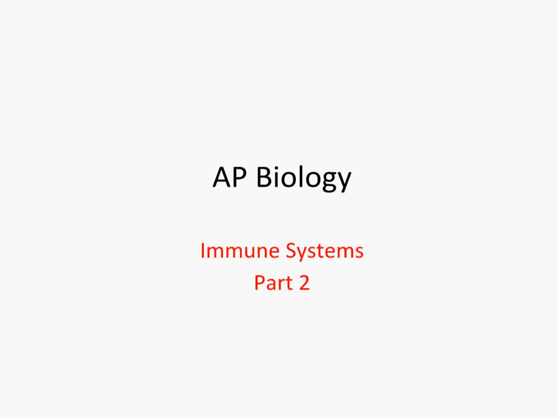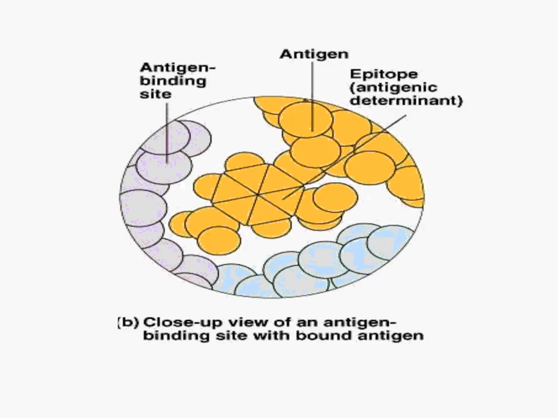So this is Unit 4, Part 2 of the immune system. Today we're going to be looking at the specific immune system. Before we do that, we need to define what an antigen is. An antigen is a surface protein on a pathogen, and this causes the specific immune response.